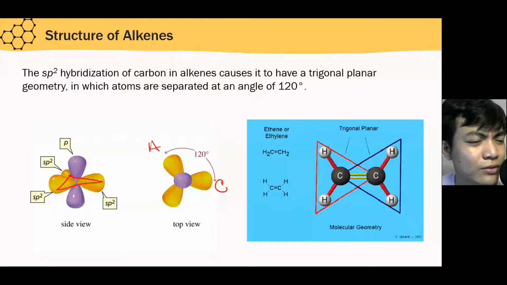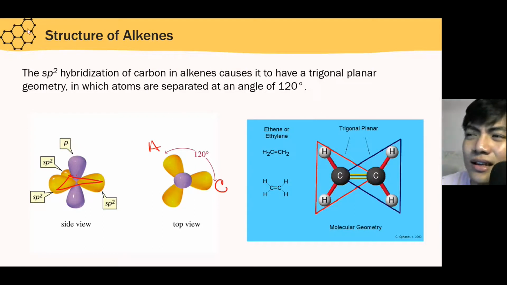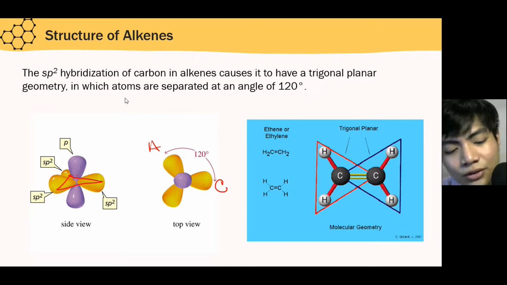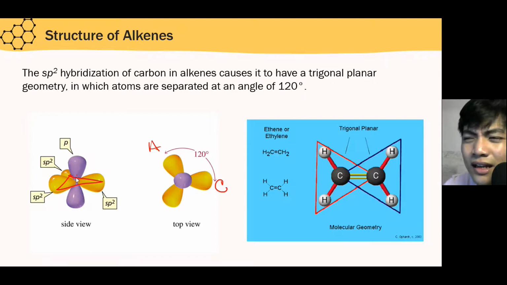Okay, so let's go back to the PowerPoint. Okay, so that's the idea. So again, if you have an sp2 hybridized carbon, the atoms are separated at an angle of 120 degrees. Okay, and that means the geometry of your molecule containing the sp2 hybridized carbon will be trigonal planar. So it looks like a triangle, but it is flat.